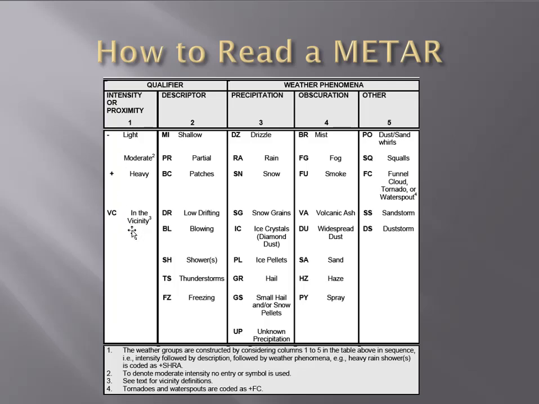VC means in the vicinity. So a lot of times you see VCTS, meaning there are thunderstorms in the vicinity. Maybe you're in a mountainous area and there are some thunderstorms about 10 statute miles away, but not necessarily over the airport, just in the vicinity. And you also have some other weather codes as well. I'm not going to go through every single one of them. You can pause the video if you really want to see, but this is essentially how we denote what weather is occurring at what airport.